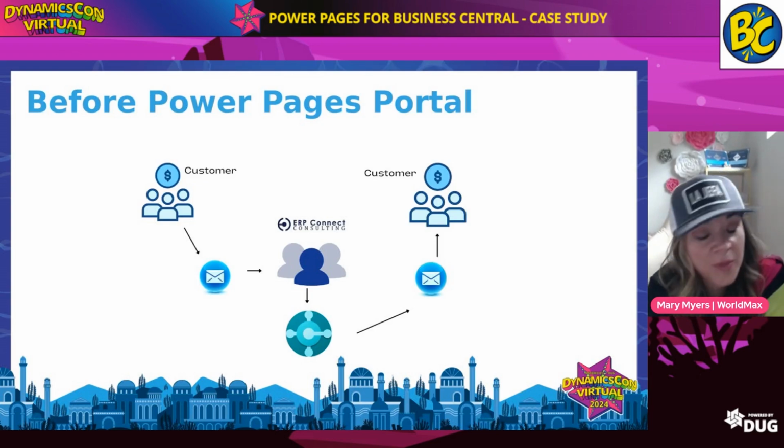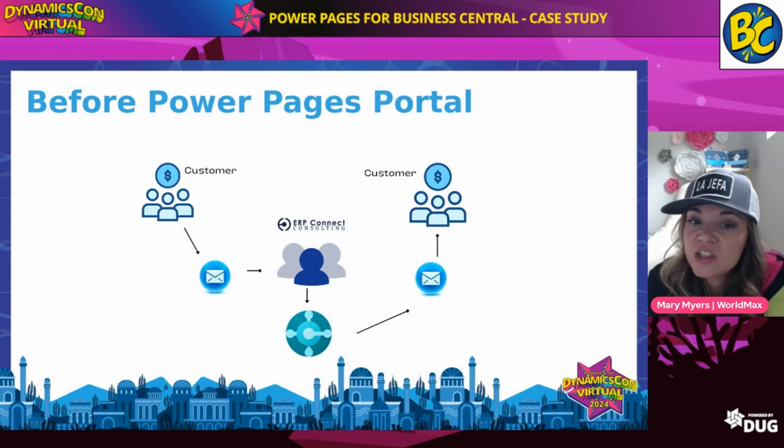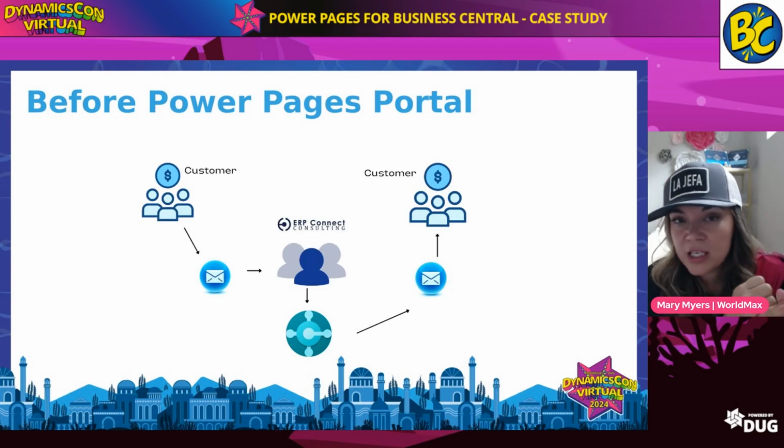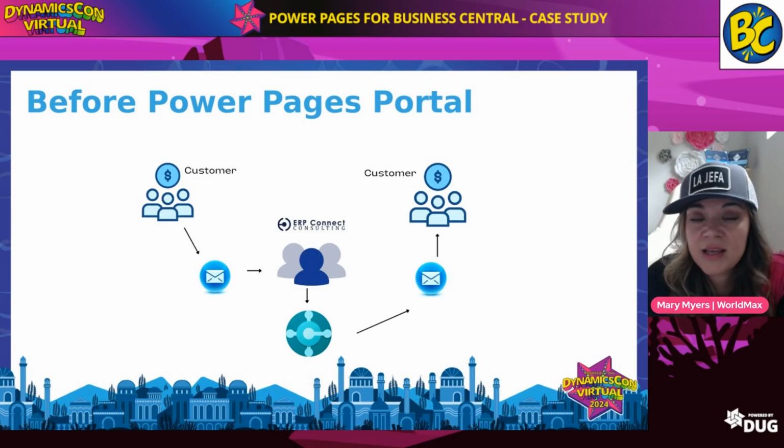So again, before Power Pages, right? Okay, so on the left-hand side, we will see a customer. And what would happen is the customer would send an email to the partner here, right? Which happens to be ERP Connect Consulting. And so they would send an email over to them, and they would either need a new key, right? Like they want to have more applications, or they have a new user, something to that extent.